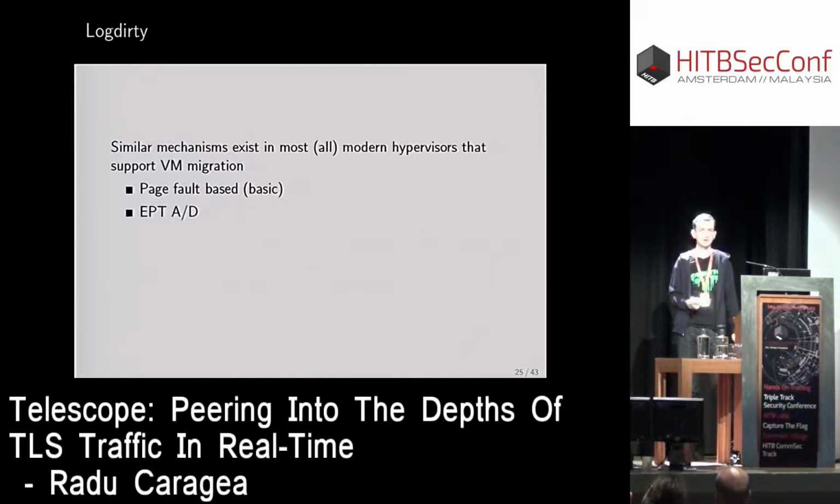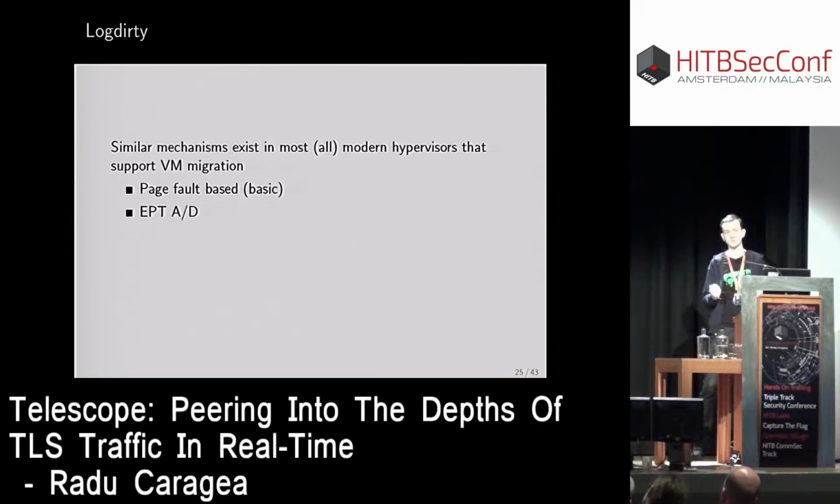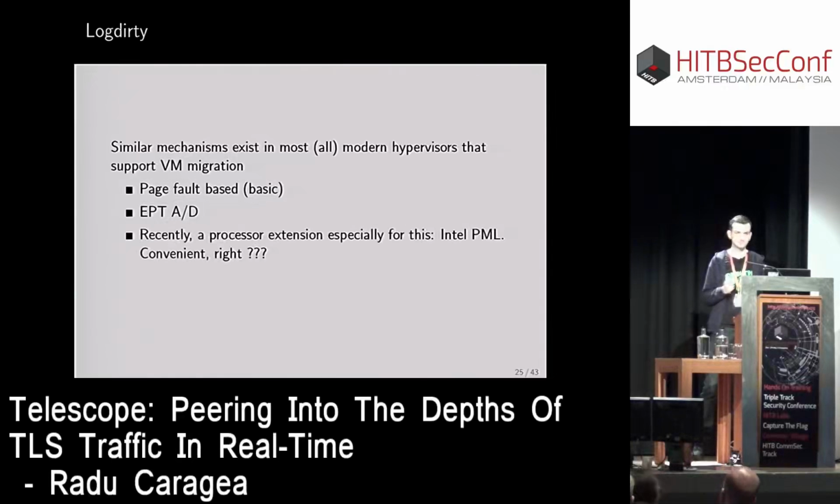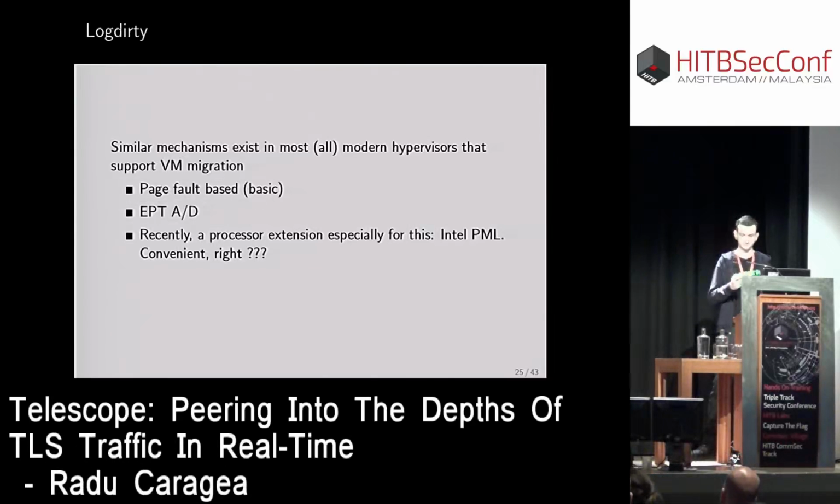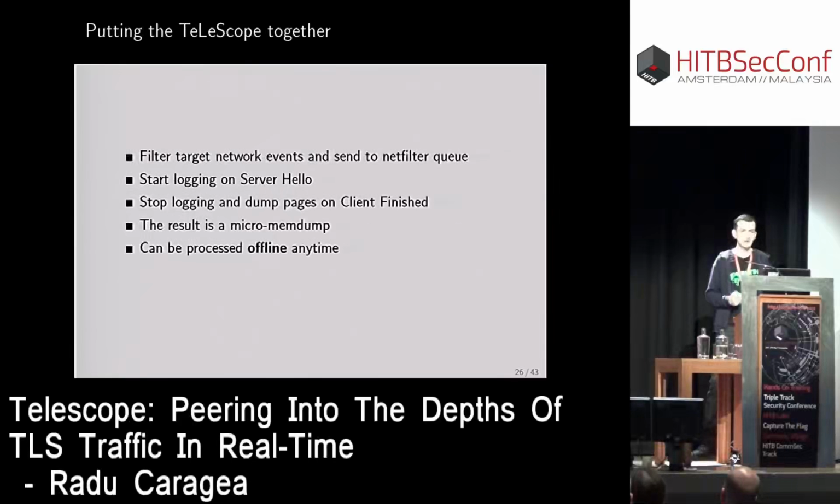All right, but is this only for Xen? Well, no. Most modern hypervisors support this in some way, either through write protecting pages, write protecting whole page tables, or something really curious. Recently, there's even a processor extension from Intel called page modification logging, which does just what we need. It's really convenient for TLS decryption somehow. Okay, so let's do a brief recap.